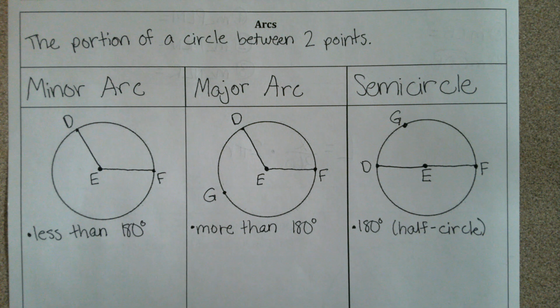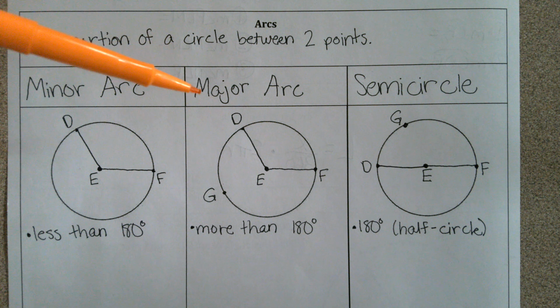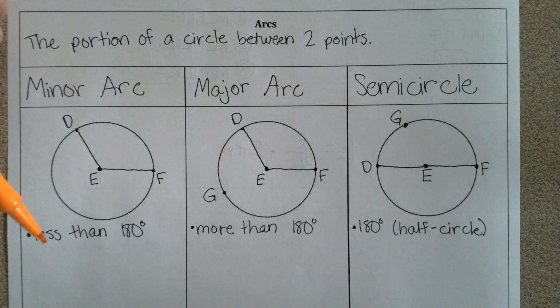So, arcs, they represent the portion of a circle between 2 points. So those sections where we split a circle up into pieces with those points. Without any points, a circle is just a circle. But when we add points in, then we're creating arcs. There are 3 categories of arcs. There's the minor arc, the major arc, and the semicircle. A minor arc is less than 180 degrees.